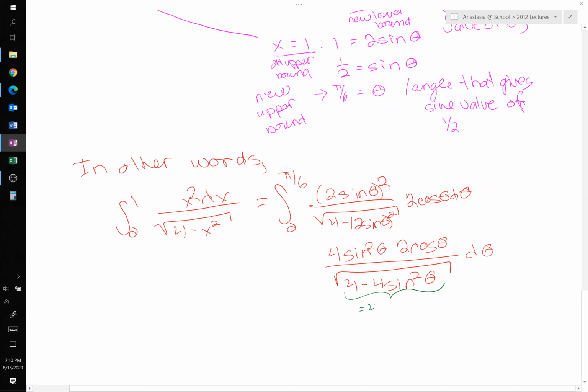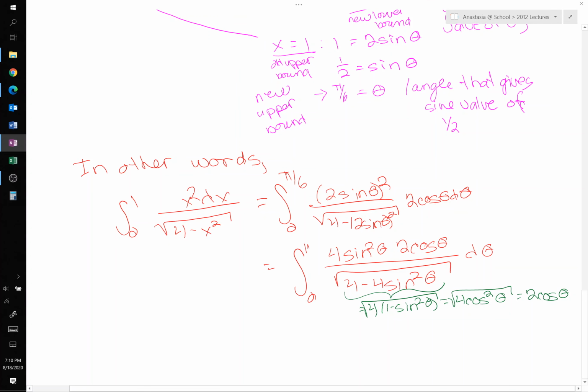This is equal to 4 times 1 minus sine squared theta. So that's equal to 4 times cosine squared of theta. And if we have all of that under square root, we're going to end up with 2 cosine theta. So let's rewrite all the rest of our pieces.